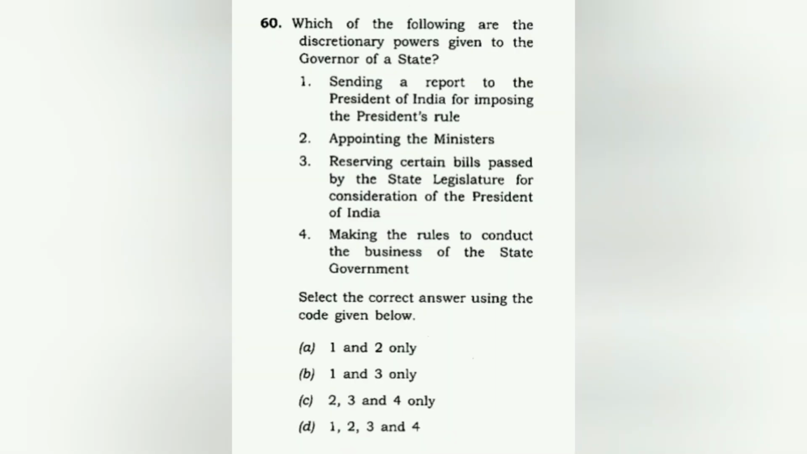We have the last question for today. Which of the following are the discretionary powers given to the governor of a state? Sending a report to the President of India for imposing the President's rule. Yes, the governor does that. Appointing the ministers. No, how can the governor do that alone?